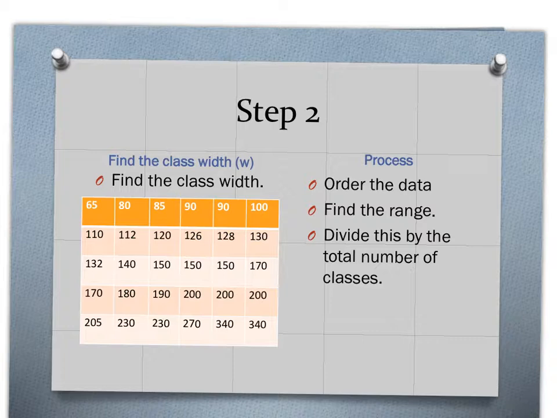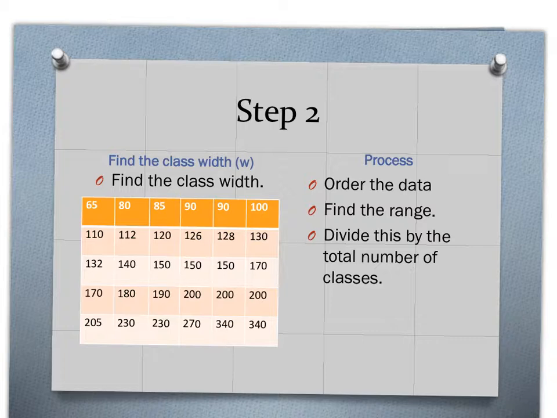Once we have the number of classes we need, we're going to have to find the class width. In order to find the class width, we need to order the data. I've created a video on how to order the data with a TI-84 calculator. If you haven't watched that video, you might want to check it out now.